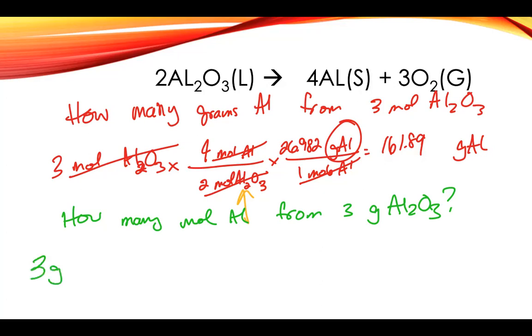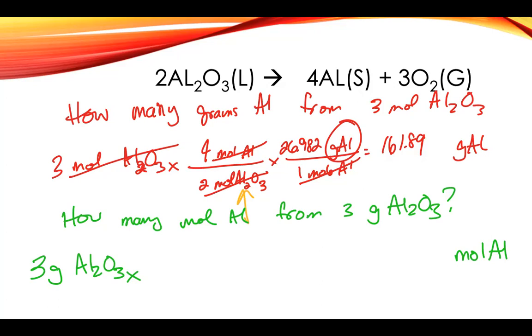So I start with 3 grams of Al2O3, and I want moles of Al. The first thing, and I still remember my grade 10 chemistry teacher telling me, when you see grams, change grams to moles. And he smacked his hands like that. When you see grams, change grams to moles. Because as a unit, you can't compare masses of things, but you can compare moles.